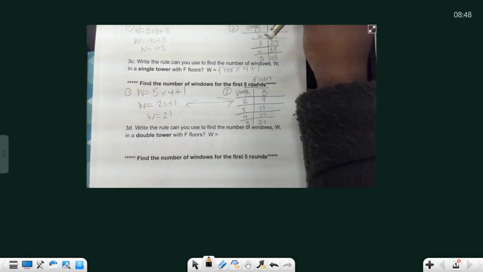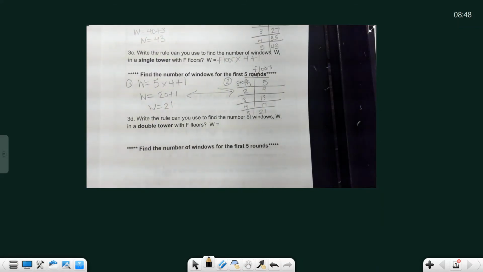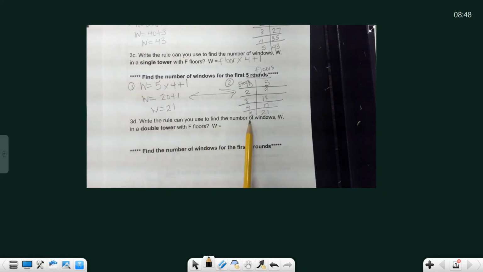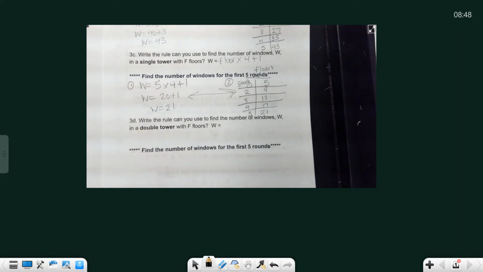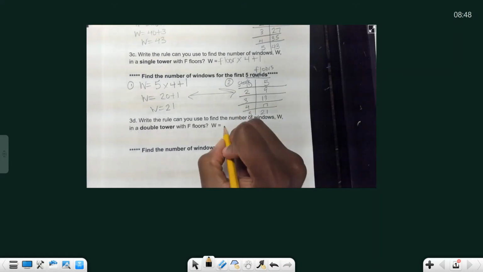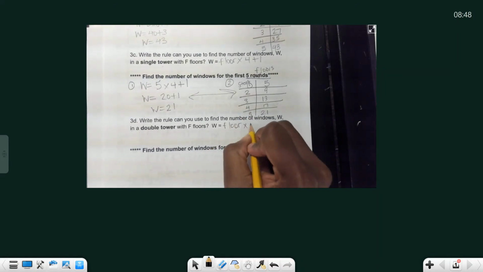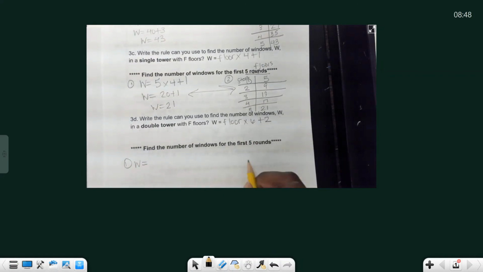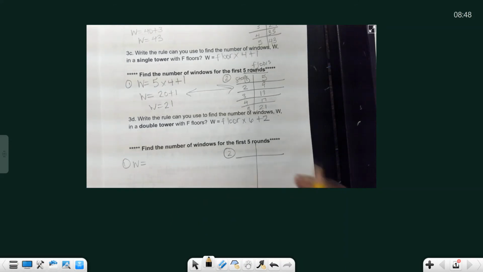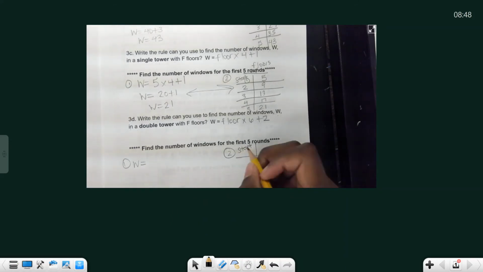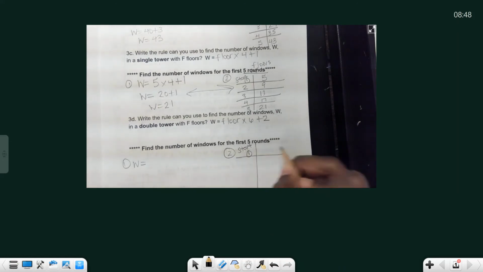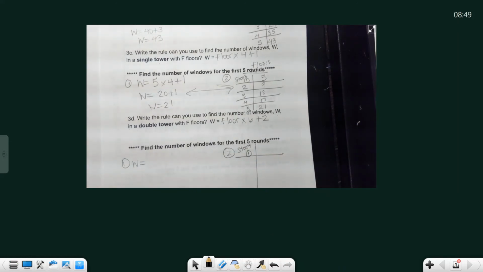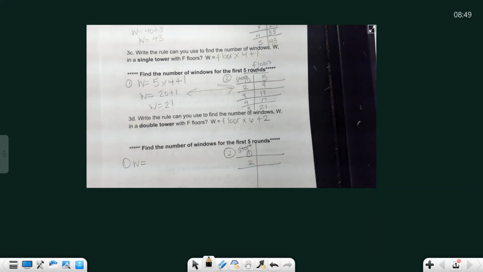Okay, 3D. Double tower. Write the rule you can use to find the number of windows W in a double tower with F floors. Amaya. Correct. W equals floor times 6 plus 2. So I'm going to put the expression over here, chart over here. And I always put start on my towers, but I also put a number 1 at the top right below the start so that I know my next row is going to be my second floor.